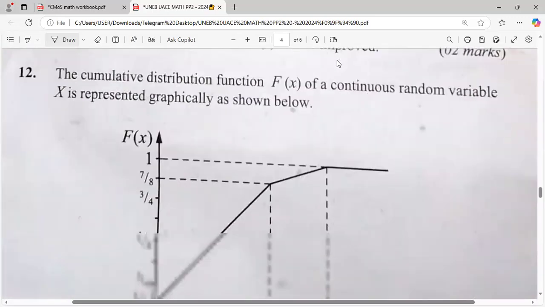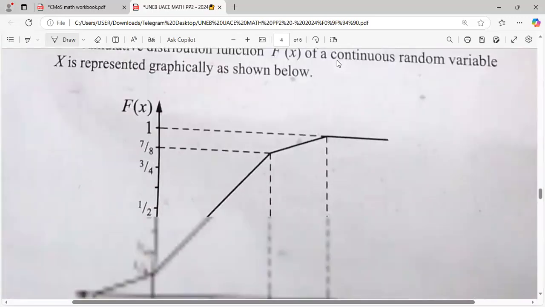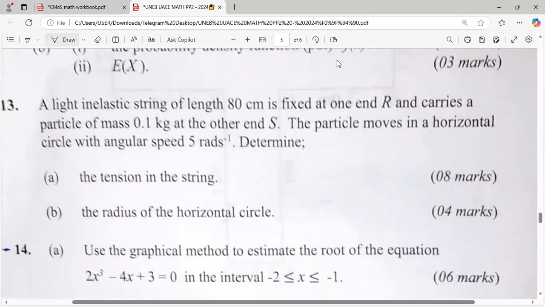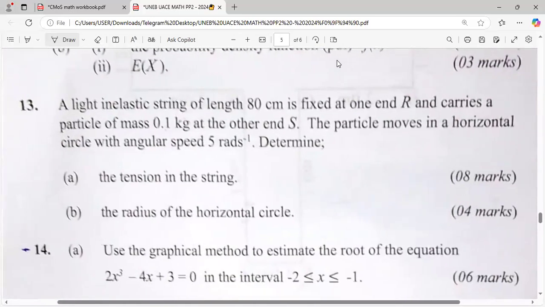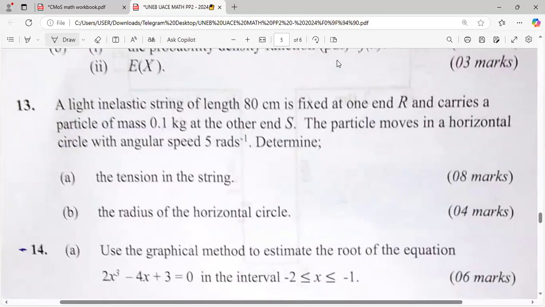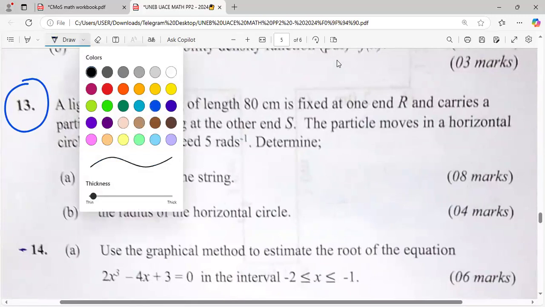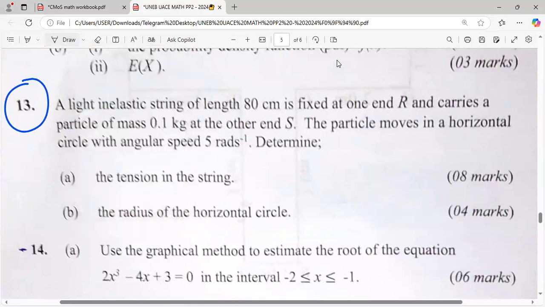Then this one, number 13. Let me hope we are on the same page. The other one was obvious. Number 13, what are they talking about? They are talking of an inelastic string, so the topic cannot be elasticity. So what do you think? Which topic is that?